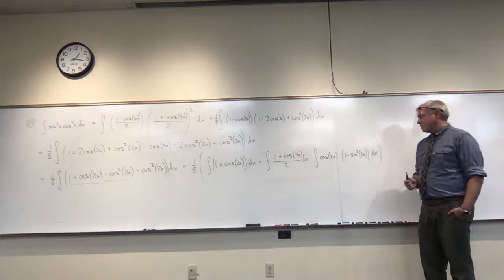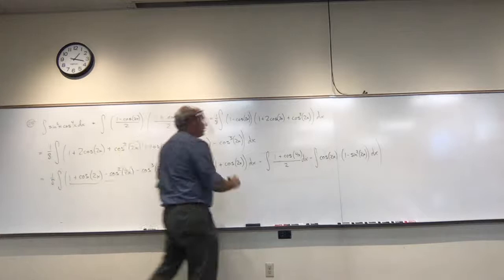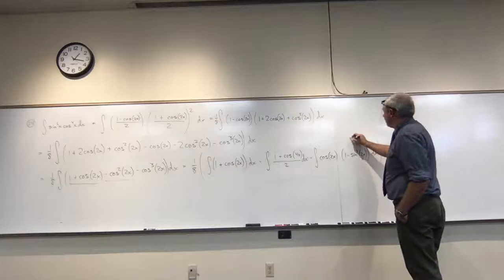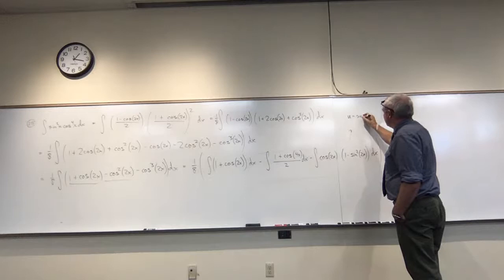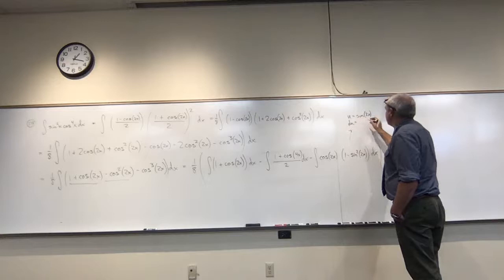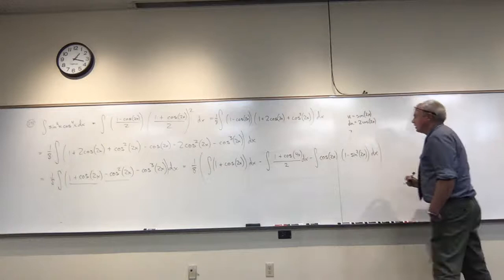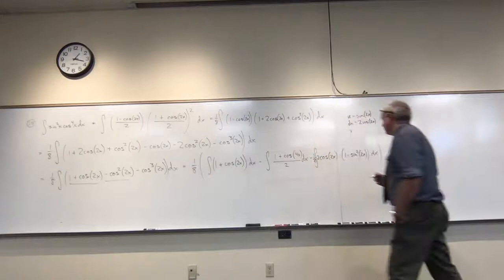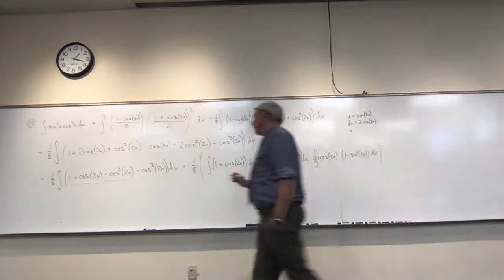So let's do it. Down here, this is a U sub, I'm just going to substitute for this integral. So up here, I'll draw a little arrow. I'm going to let U be equal to sine of 2x, which means that du is 2 cosine of 2x. So I need a 2 here, which means I need a 1/2 here. And now I'm ready to make that U substitution.